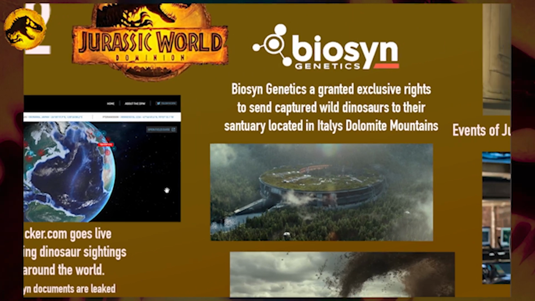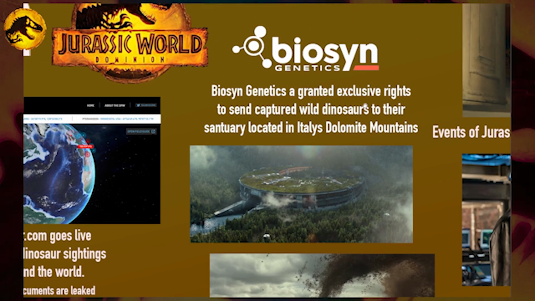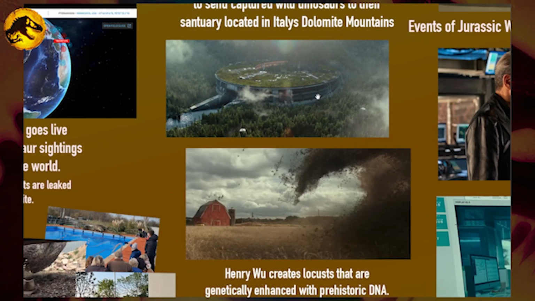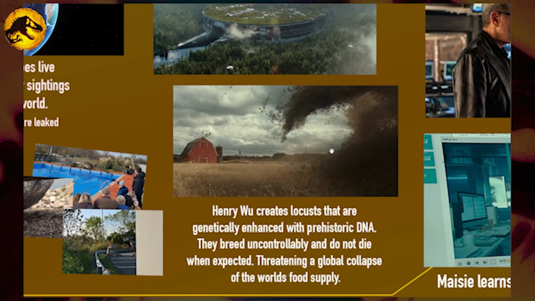Biosyn Genetics is granted exclusive rights to send captured wild dinosaurs to their sanctuary located in Italy's Dolomite Mountains, as seen here. And also, Henry Wu creates locusts that are genetically enhanced with prehistoric DNA. They breed uncontrollably and do not die when expected, threatening a global collapse of the world's food supply. And yeah, so that's bad.